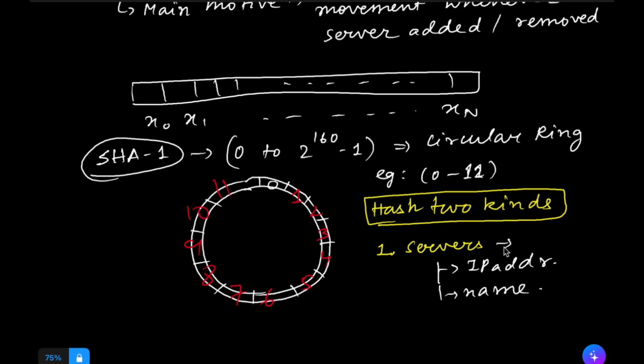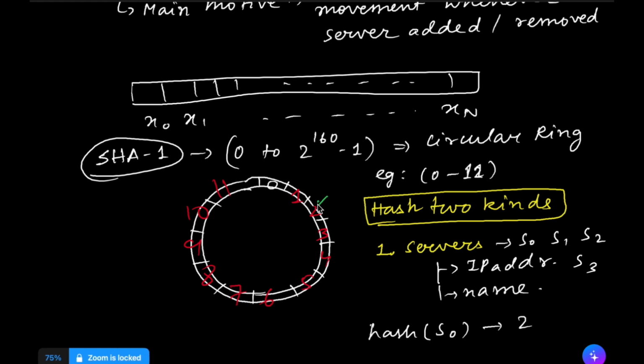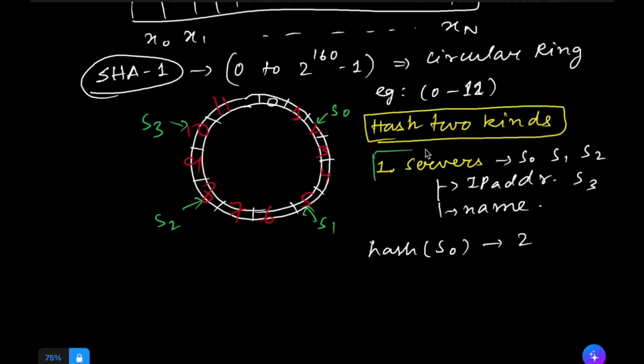So let's say I have server 0, server 1, server 2, server 3, a total of 4 servers, and I hash them using my SHA1 hash function, or you can use any other hash function as per your use case. Correspondingly they have their own hash values, and randomly they are assigned to a hash space. So let's say this is S0, here I have S1, here I have S2, and here I have S3. So this is one hash, of the servers, which we perform.